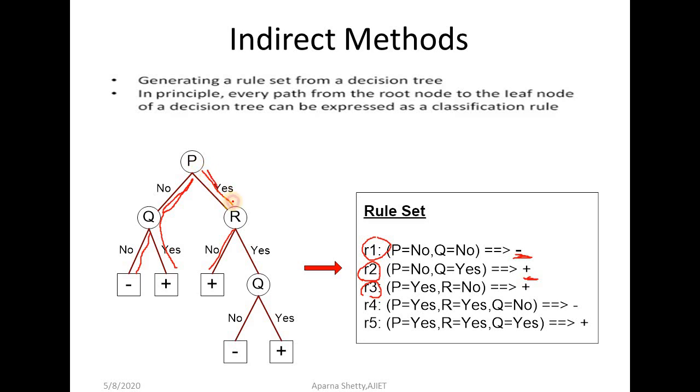Next you will generate one more rule, R4: P is equal to yes, R is equal to yes, Q is equal to no, which you classify as minus. Finally, you will generate the rule for the last path: P is equal to yes, R is equal to yes, Q is equal to yes. So you generate a new rule R5 and classify it as positive. So for each path in the decision tree, you will generate a rule. This was about the indirect method.